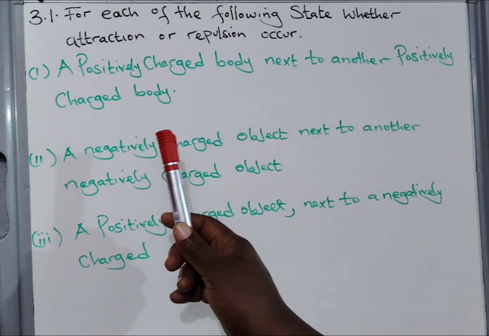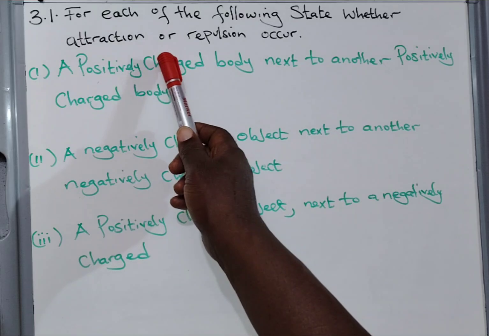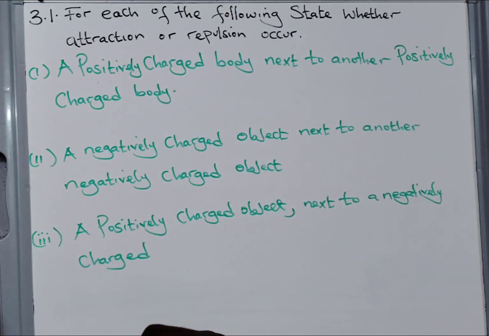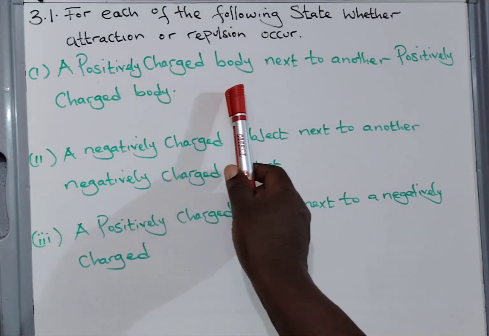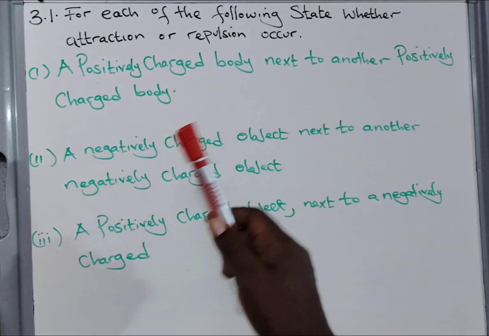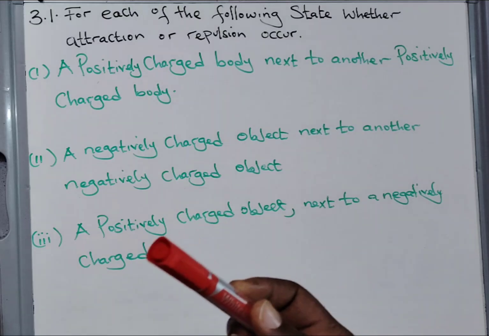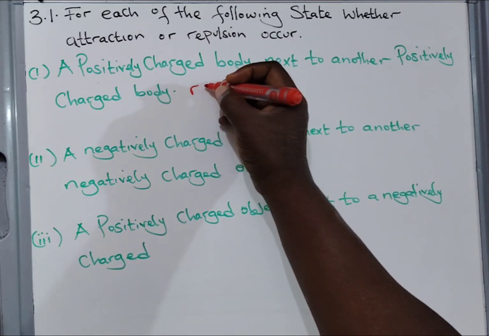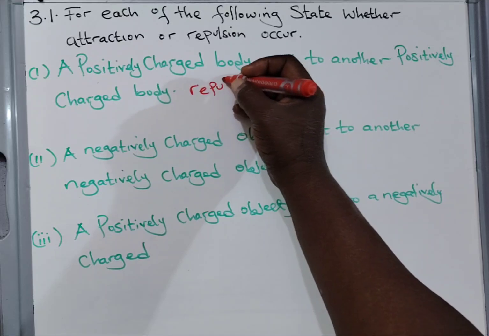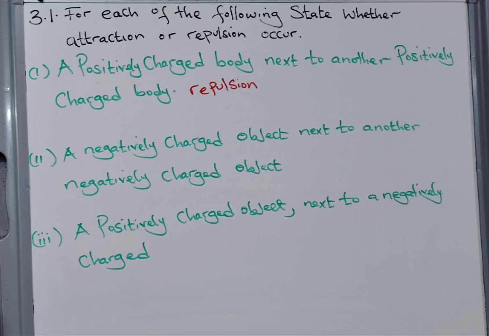Okay, today we are looking at this question. It says that for each of the following, state whether attraction or repulsion occur. Okay, the first one, a positively charged body next to another positively charged body. What will happen when a positive is near a positive? What will happen is repulsion. The materials or the bodies will push each other aside.